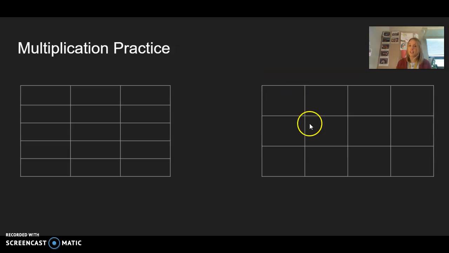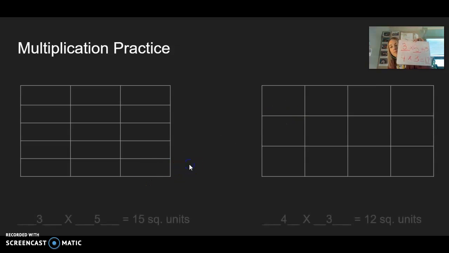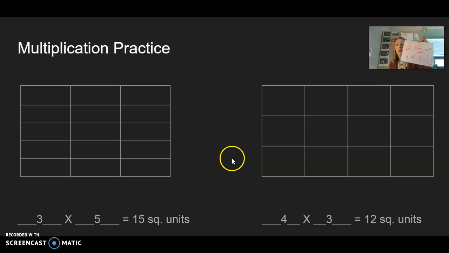Let's check our next box. 1, 2, 3, 4, 5, 1, 2, 3. I have 4. 4 by 3 gives me 12. Let's see if we were right. That we were. Okay, very good.